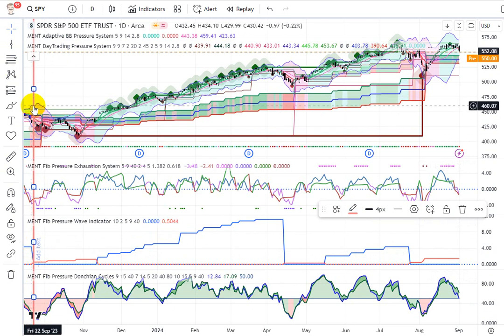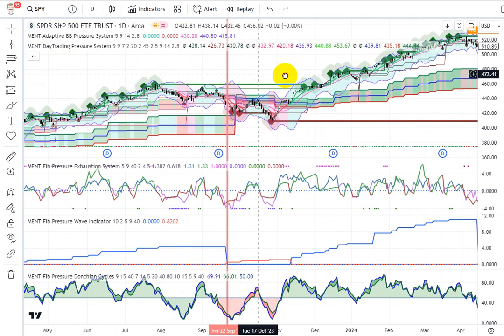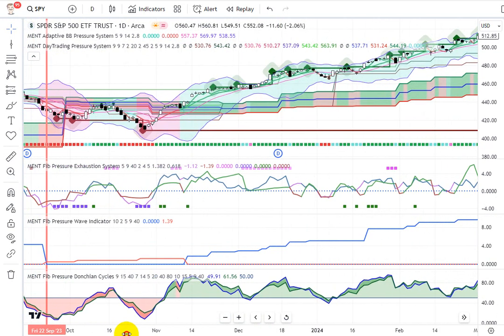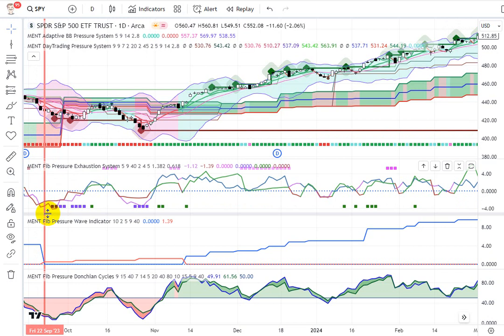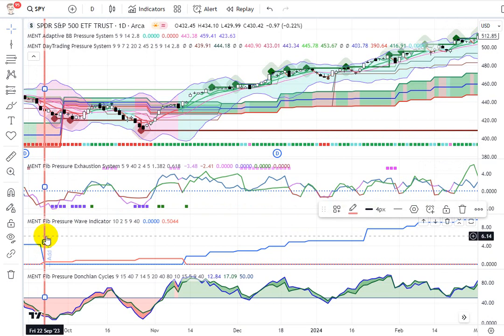The Bollinger Band system was red, the pressure system was red, the fib system was red, and the Donchian system was red. We have 1, 2, 3, 4, 5 actual confirmed selling points or trending systems. This gives us the ability here to potentially take a trade to the downside in this manner until we roll into a bullish trending mode. And so Control C, Control V, we paste this.